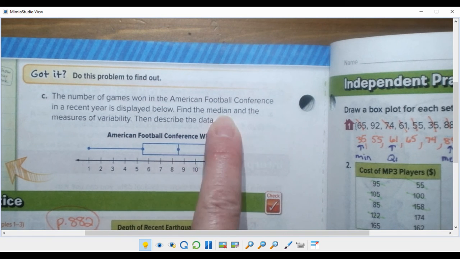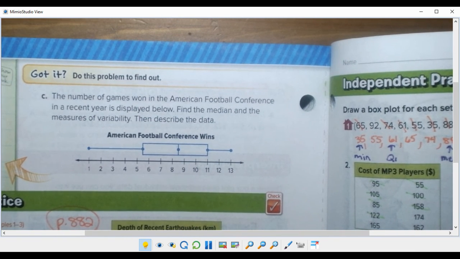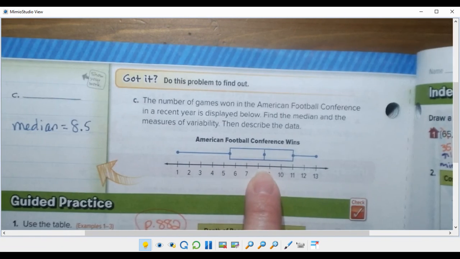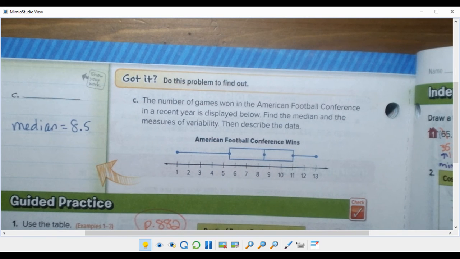So they specifically mention the median. I'm going to say the median is 8.5. Because it's right in the middle. Now, how do you win 8.5 games? Maybe a tie. Maybe it's just a calculation number. You can't actually win a half a game. We're not worried about that.